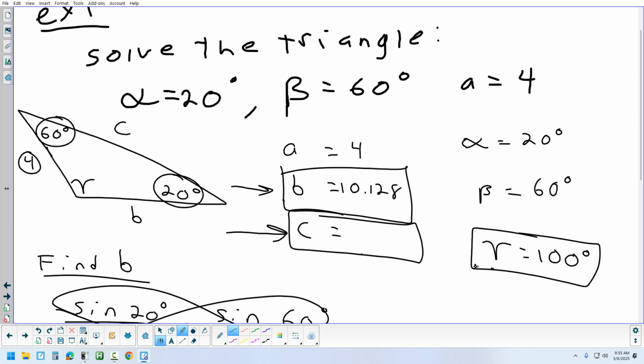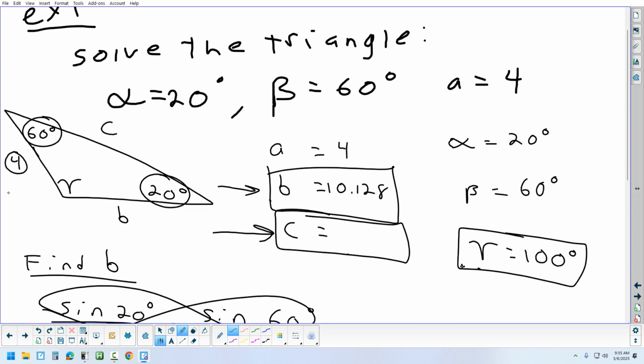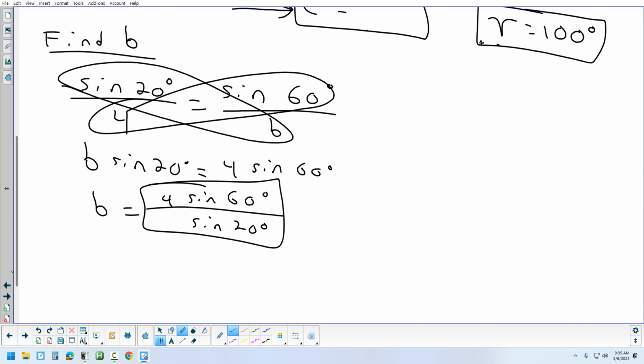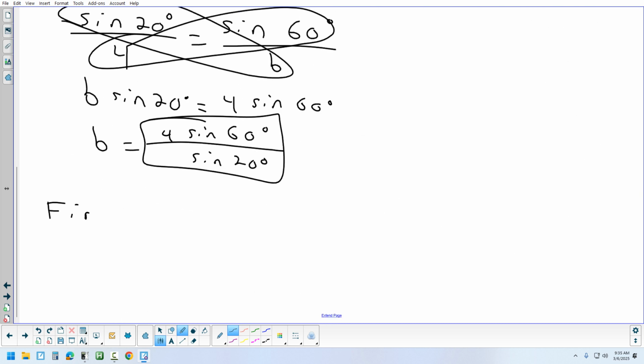But yeah, it's not a right triangle. That formula doesn't even apply. It's like using the wrong key on a door. It's not going to work. So we can't use the Pythagorean theorem here. We have to find C the same way that we found B. So let's do that. That was find B. Let's find C.